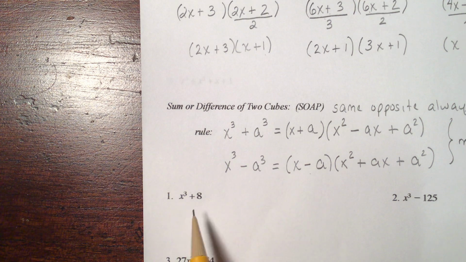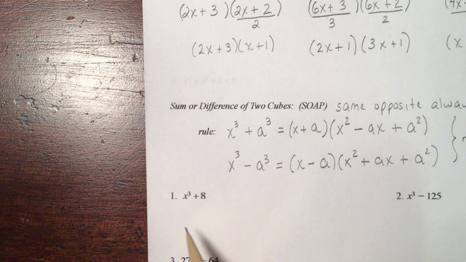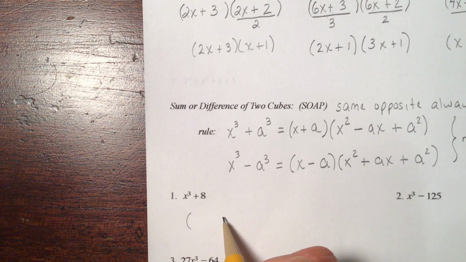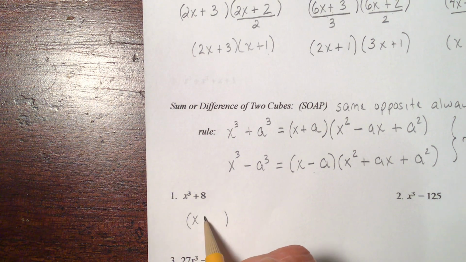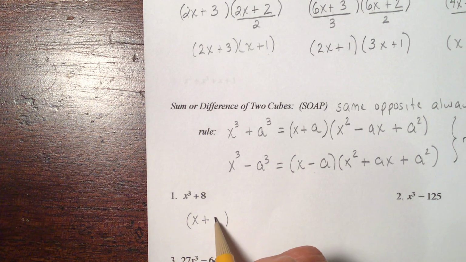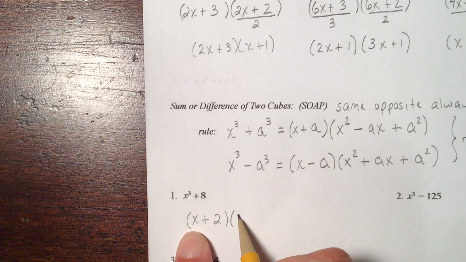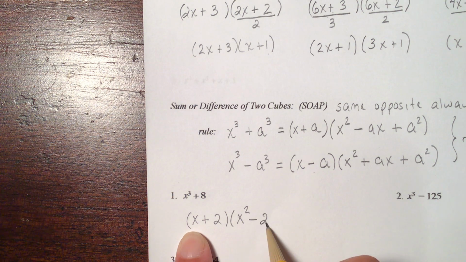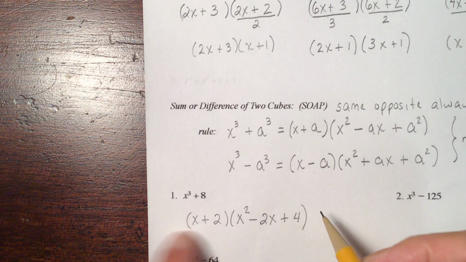So if we want to try to factor x cubed plus 8, what I would do is go right underneath it and set up your binomial. Cubed root of the first term, same sign, cubed root of the second term. Now I'm going to make my second set of parentheses, working off your binomial. First term squared, opposite sign. First times second, always a plus, last term squared.